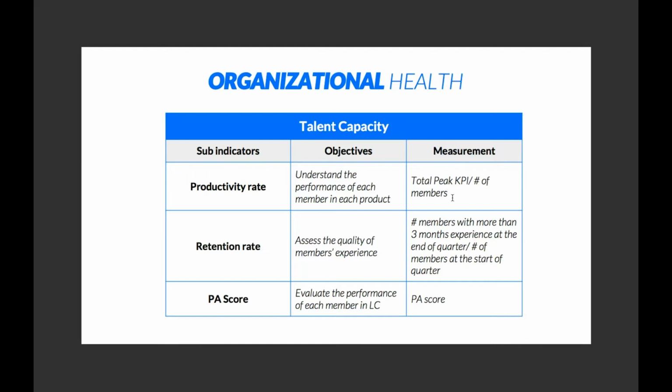The second one is the retention rate, which assesses the quality of member experience. We want to see the members who stay more than 3 months at the end of the quarter, divided by the members who started in the quarter. So we want to see how many members stay more than 3 months after recruitment. If our member experience quality is good enough, people will be more likely to stay. So lower retention will show that either our recruitment is not good enough or our member experience is not good enough. The last one is the PS score, which evaluates the performance of each member in the LC.